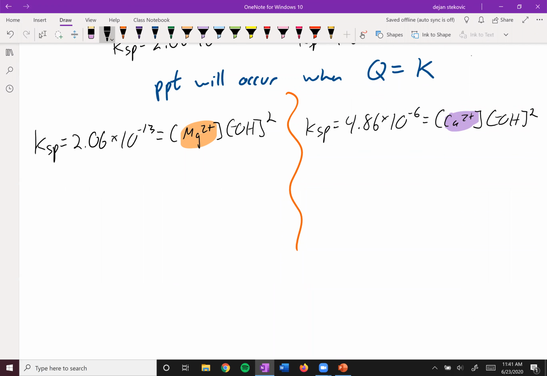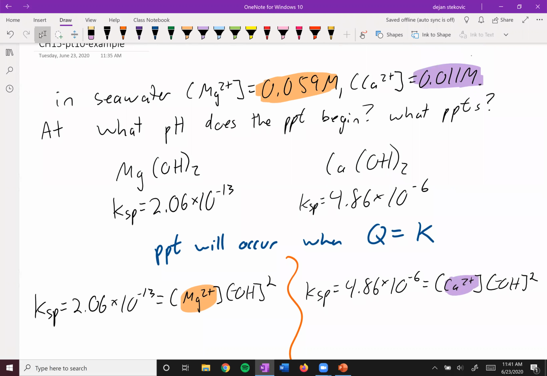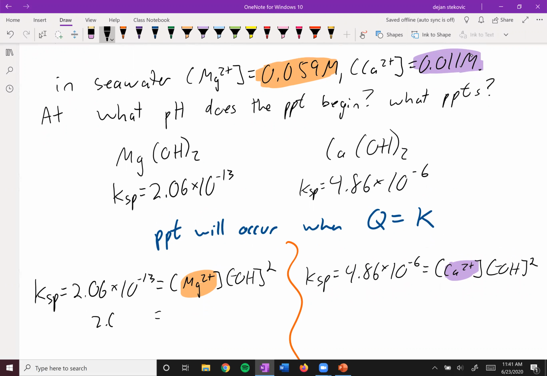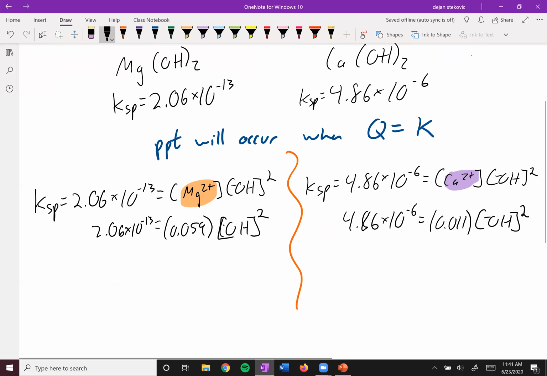So in this case, what we need to do is plug these numbers in and then solve for our concentration of hydroxide, because that's going to be related to pH. So on this side we have 2.06 times 10 to the negative 13 is equal to 0.059 times the concentration of hydroxide squared. And on this other side we have 4.86 times 10 to the negative 6 is equal to 0.011 times the concentration of hydroxide squared. Now what we can do is solve for both of our concentrations of hydroxides.